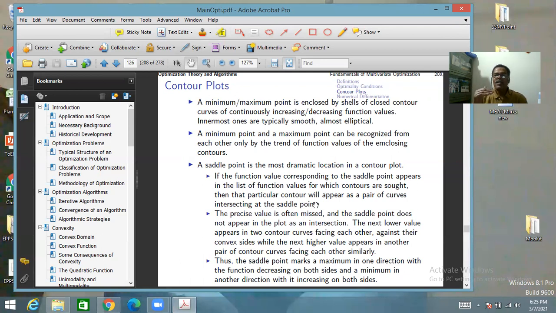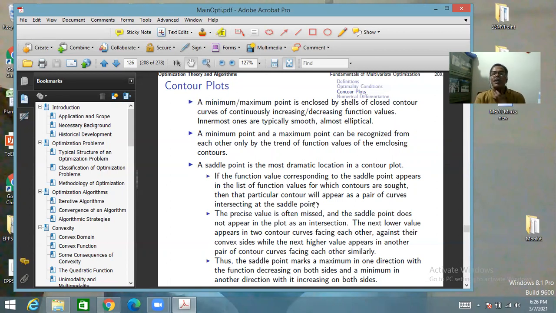But below that, there may be a function value for which you have asked for the contour, and above that, there may be another. Okay. So typically, in that case, around the saddle point, one pair of contour curves will come across like this, facing each other on the convex side, and another pair may come like this. They also between them will face on the convex side.